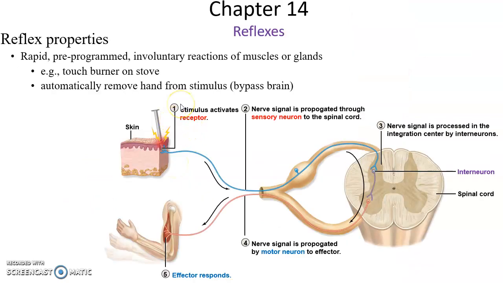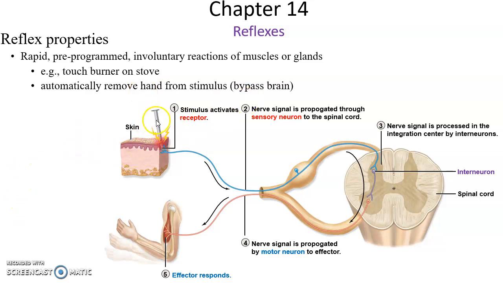All right, reflexes. Reflexes are pre-programmed. They are rapid. They're involuntary. And when they are coming from the spinal cord, they do not utilize the brain at all. So the brain is not involved in causing these muscular movements to occur, or any other reflexes. Not all reflexes are muscular. So again, automatic, bypasses the brain.